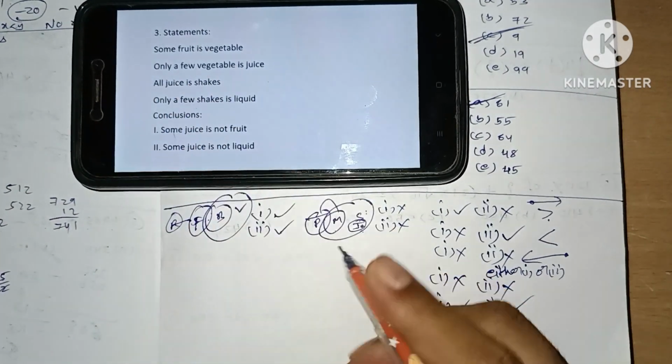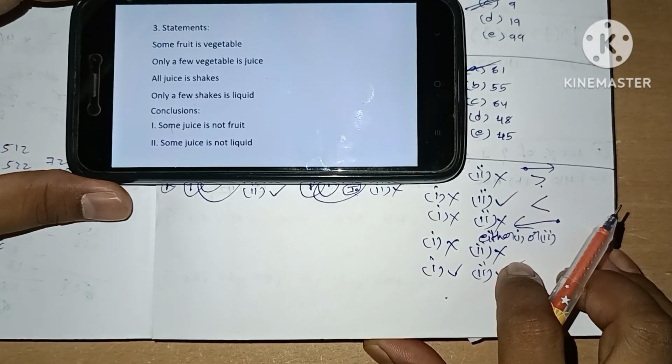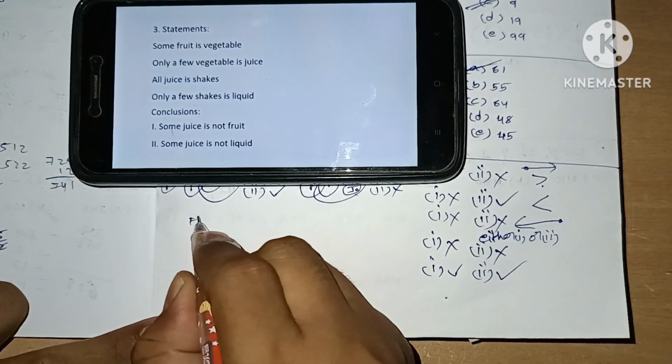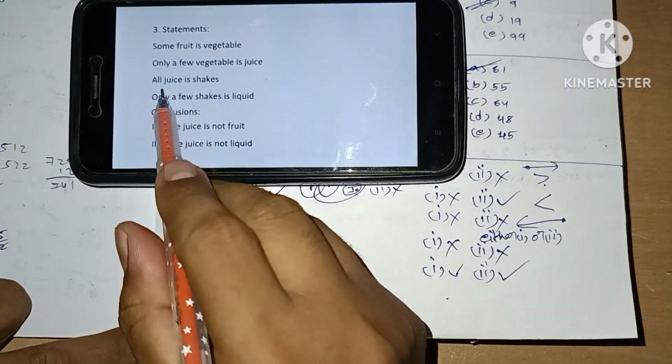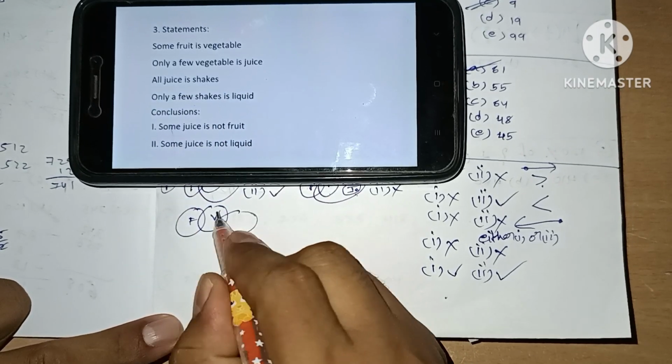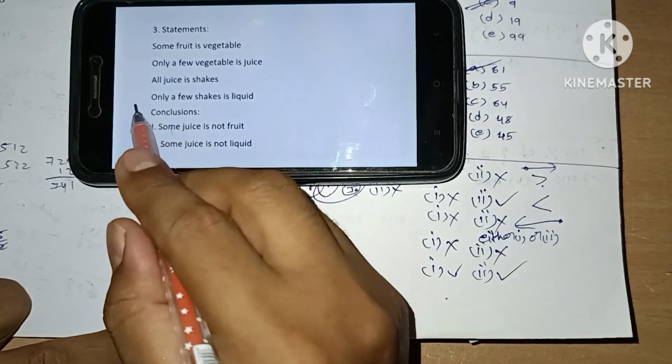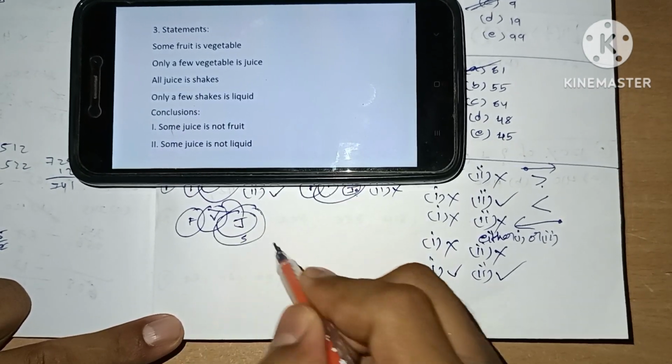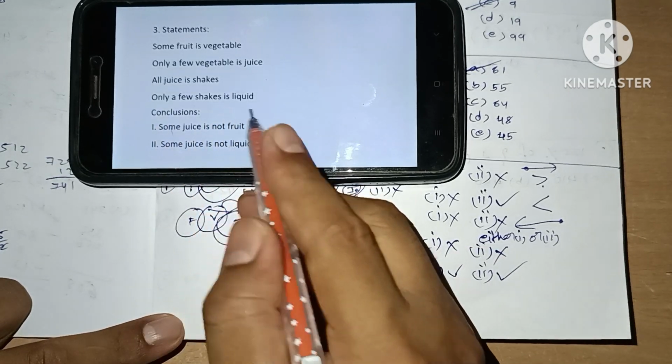Some fruits is a vegetable. Only a few vegetables is juice. All juice is a shake. Only a few shakes is liquid.